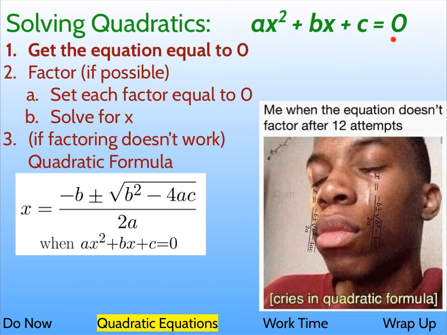first. I wrote it equal to 0 here, but sometimes it might be like c's over here, and you have to subtract it and move it there. This is the key. You need to get it to 0 first. If you don't do that, it's just not going to work out very easily.